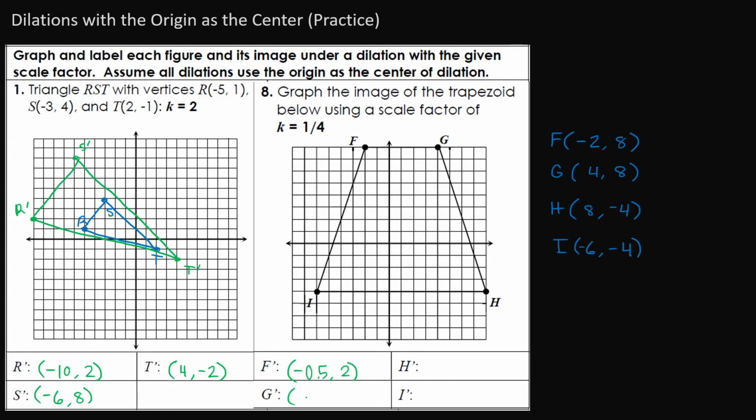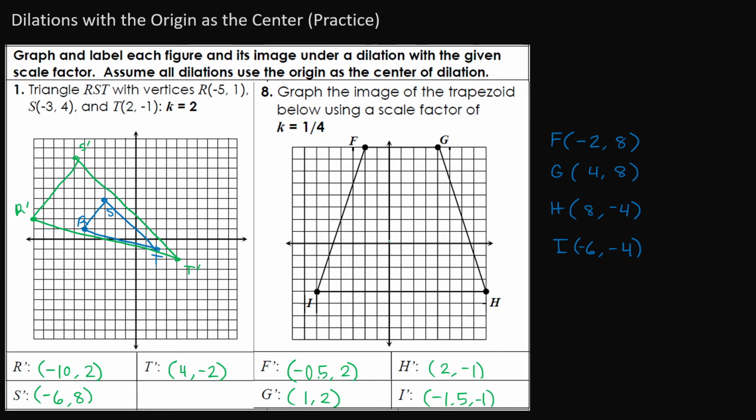I'm just going to quickly go and identify all of my image points. 4, 8 would become 1, 2. H prime would become 2, negative 1. And I prime would be negative 1.5, negative 1.